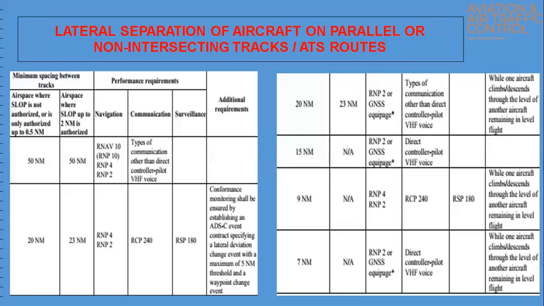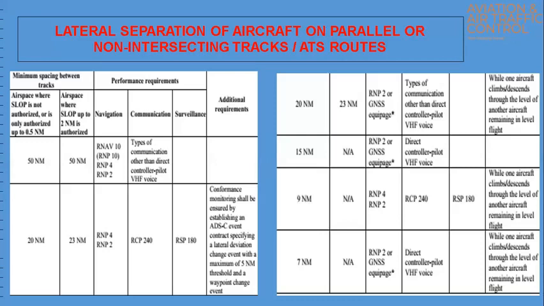In a similar way, they have given a table for the next one, RNP 2, where GNSS equipage is required. In that case, also 20 nautical miles and 23 nautical miles. If we have RNP 2 or GNSS equipage with direct controller-pilot VHF communication, then the 20 nautical miles will reduce to 50 nautical miles and 23 nautical miles is not applicable. So only 50 nautical miles where strategic lateral offset procedures are not authorized, or if authorized, it is only up to half a nautical mile.